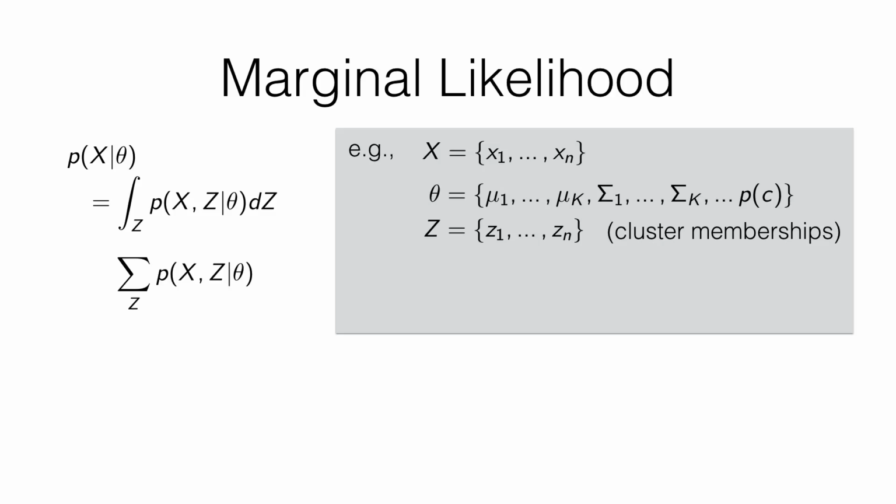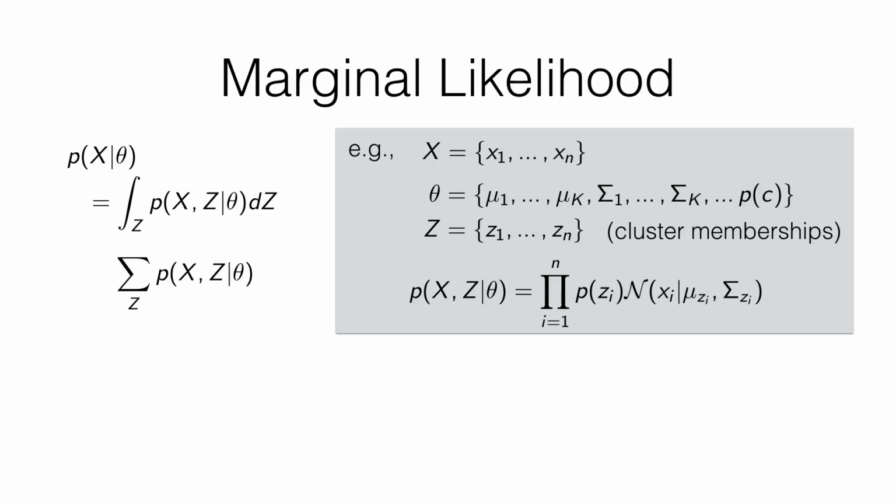And the marginal likelihood is then going to sum over all of the joint likelihoods of the x's and the z's, which will take this form. Right? So given a parameter theta, the probability of the joint state of x and z is going to be the probability of z times the probability of x given z.